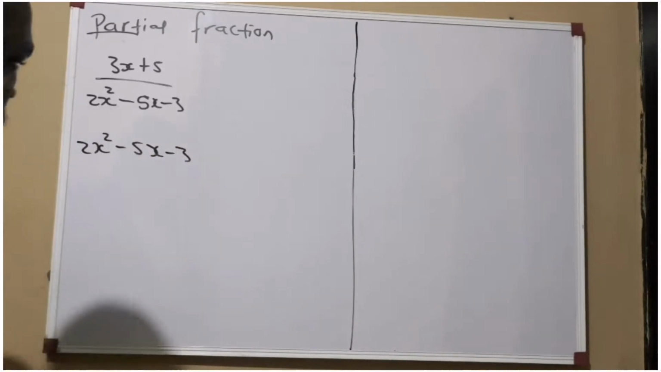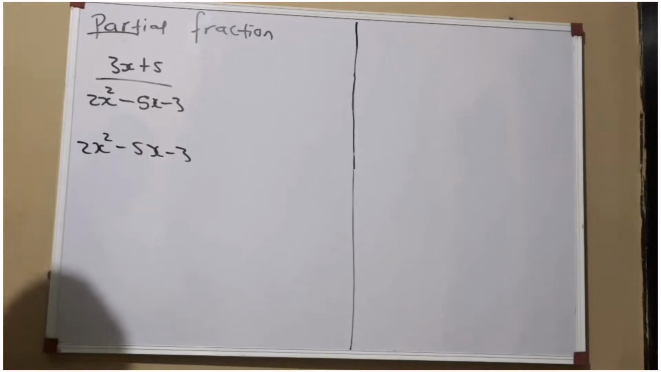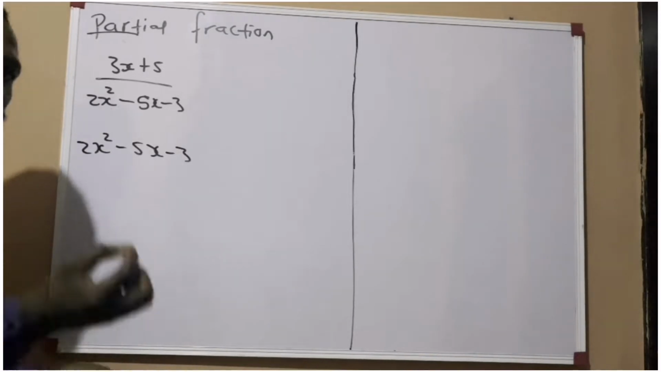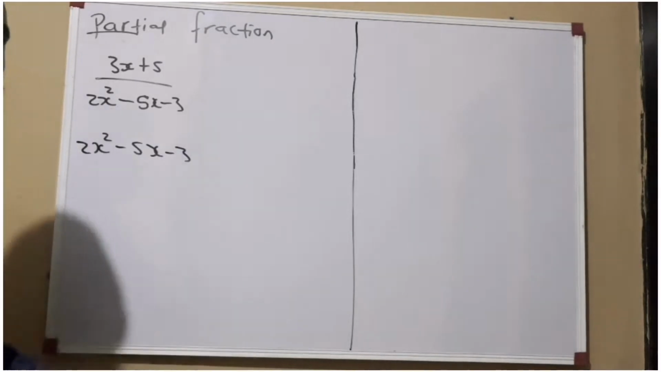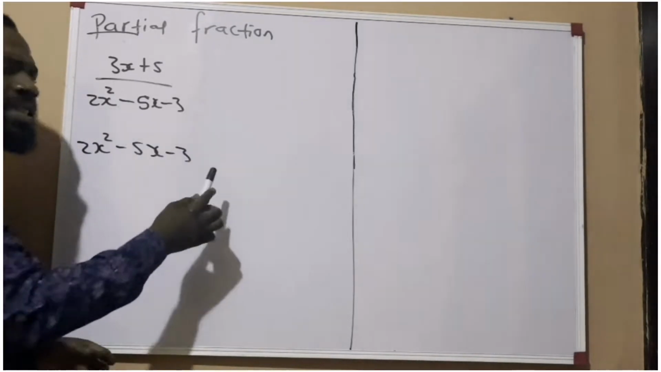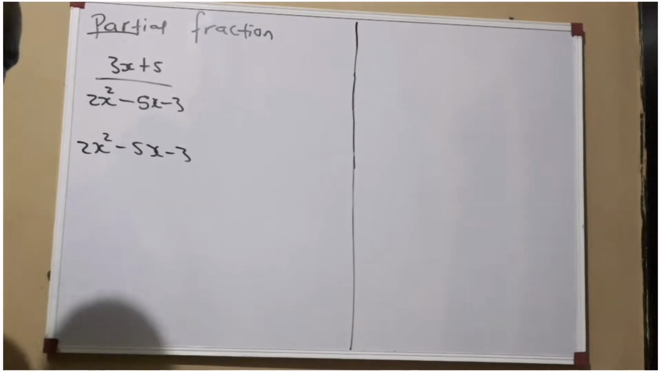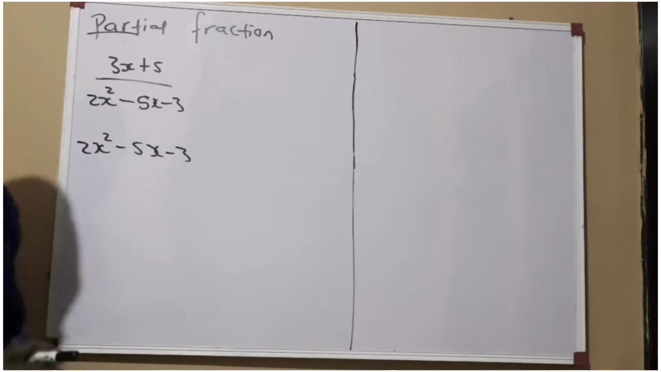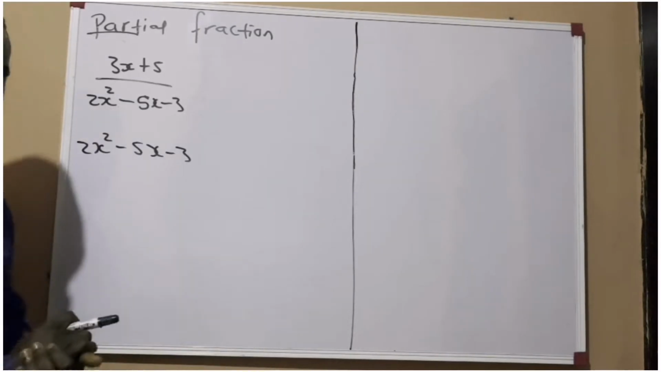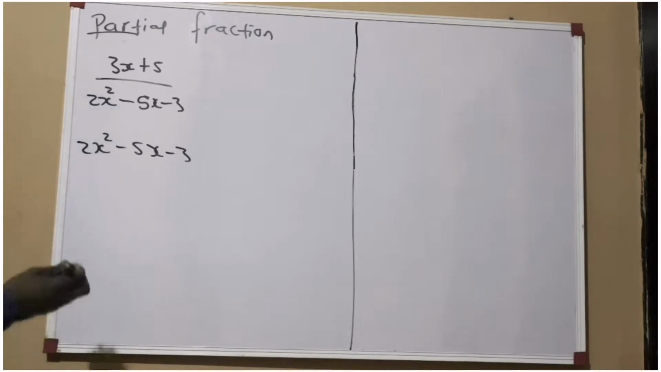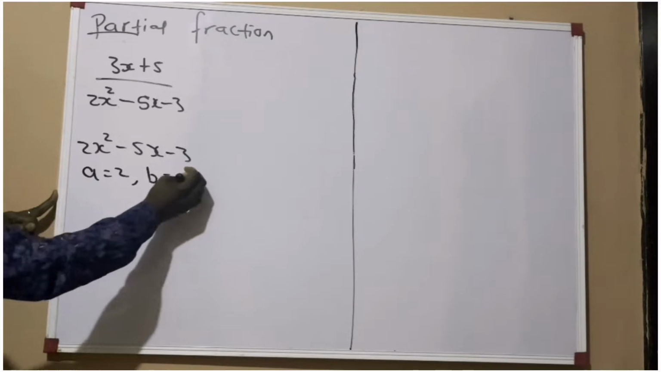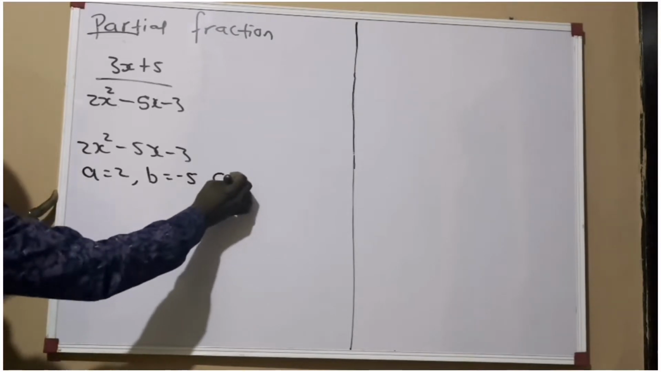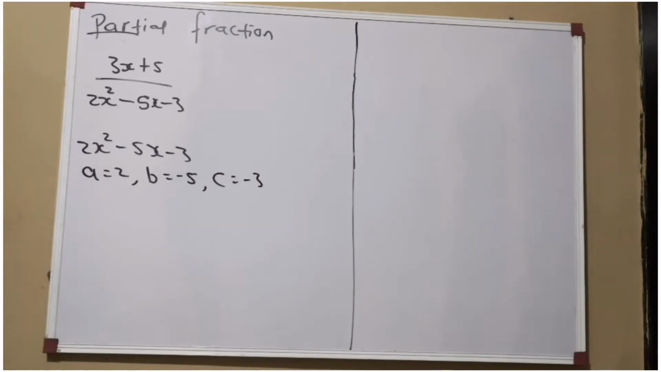This is a quadratic expression, not a quadratic equation, because the difference between a quadratic expression and a quadratic equation is the presence of an equality sign. When an equality sign is present, it becomes an equation. But when there's an absence of an equality sign, it is what? An expression. Now, in this case, a is 2, b is minus 5, and c is minus 3.